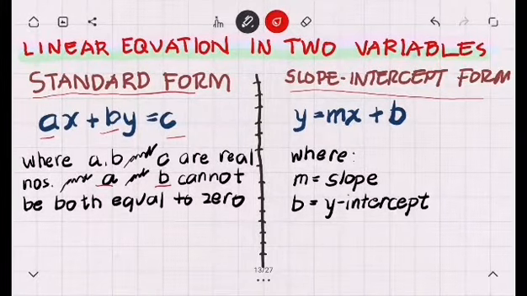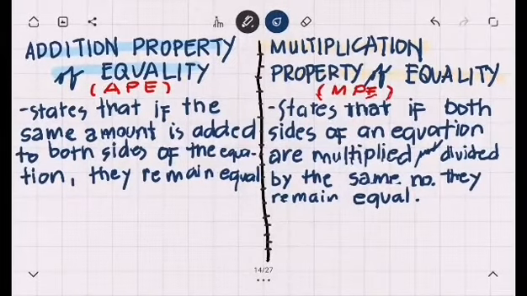Okay. So ang ating slope-intercept form naman ay usually nakasulat in the form of y equals mx plus b, kung saan yung m yung ating slope at yung b naman yung ating y-intercept. Another important thing about this lesson is for us to familiarize about the two properties of equality na gagamitin natin.